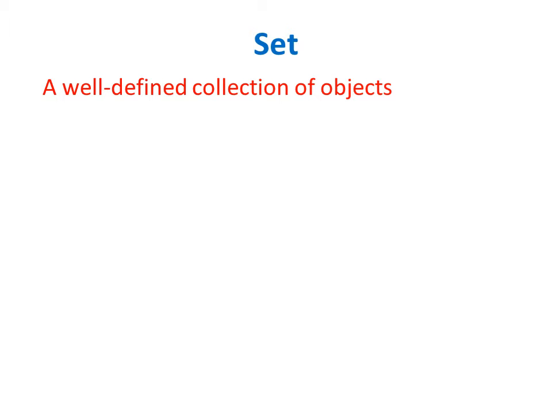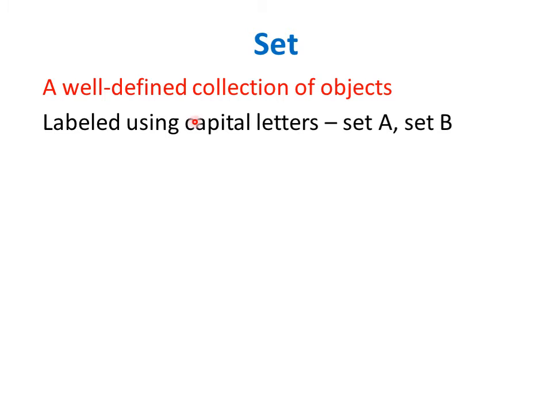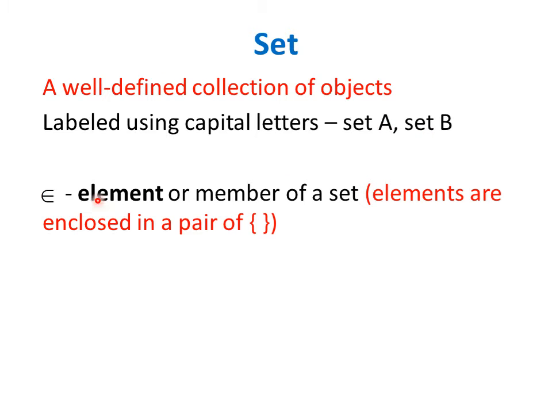In this video, we will learn about the set. A mathematical set is a well-defined collection of objects. It is labeled using capital letters such that we can have a set A, a set B, and so on. This symbol is used to represent the element or member of a set. So an element of a set is simply a member of a set.